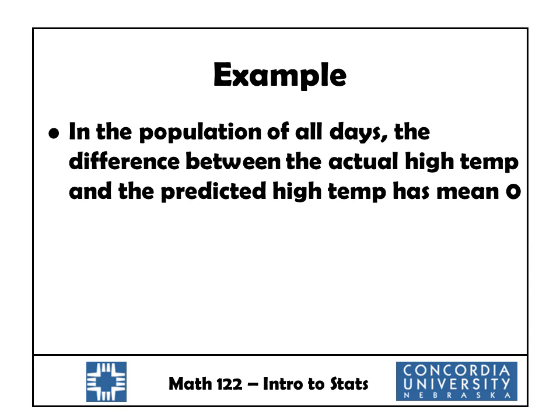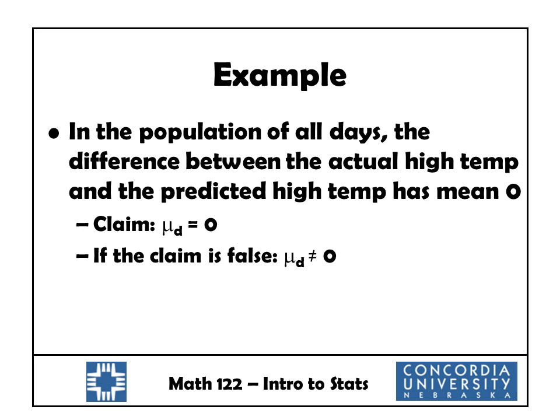Here's the formal claim that we're going to test in words. In the population of all days, the difference between the actual high temperature and the predicted high temperature has mean 0. This is just another way of saying that the forecasts are accurate. So the claim in mathematical notation is that mu sub d equals 0. If false, then mu sub d would not be equal to 0. So our null hypothesis is that mu sub d equals 0, and the alternative is that mu sub d is not equal to 0.